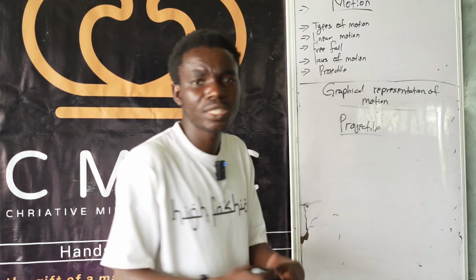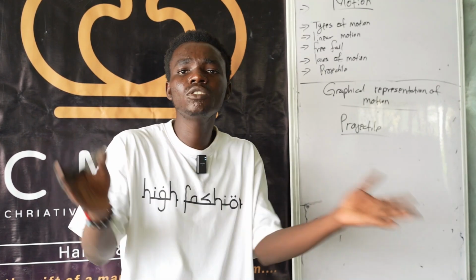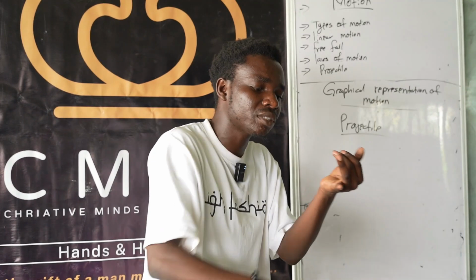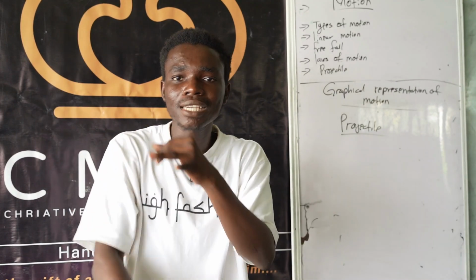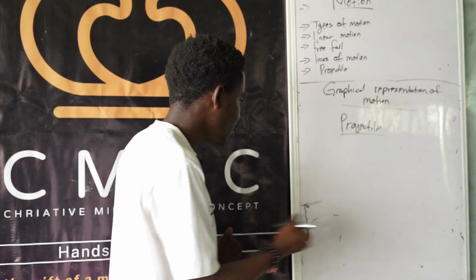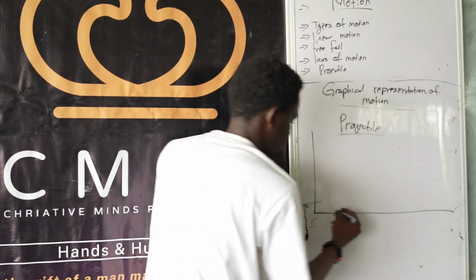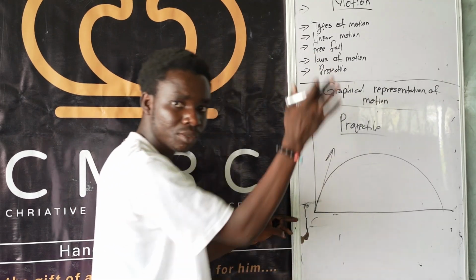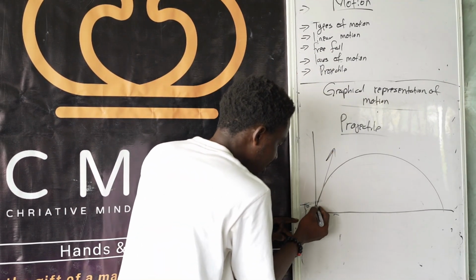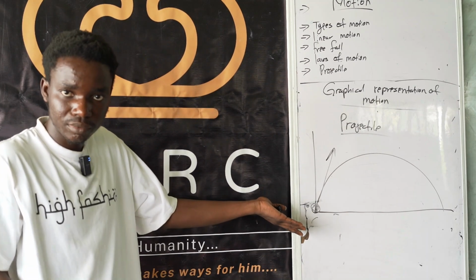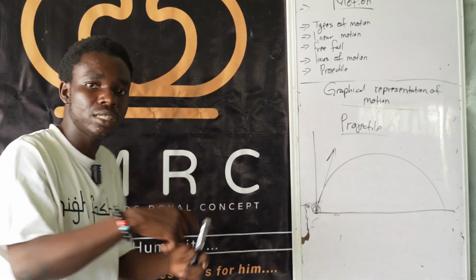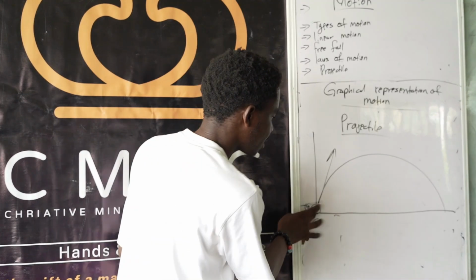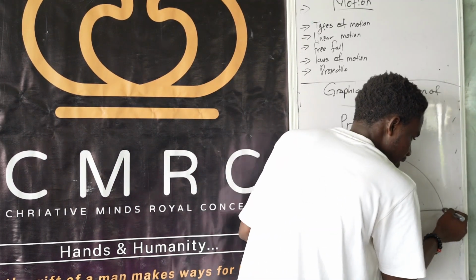But what is projectile motion? Projectile motion is the motion of a body in two different directions at the same time. That is, it is experiencing horizontal motion, and also experiencing vertical motion at the same time. Look at this diagram. A body launched into the air like this. Let's assume this is where the body is launched from. Let's assume you are throwing a javelin and you launch it into the air. It starts moving, and this is where it's going to hit the ground.